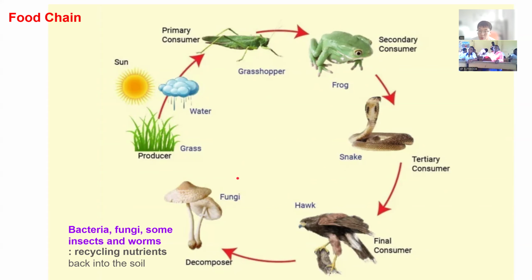And then once all these organisms die, they are taken up by the decomposers, like bacteria, fungi, and even some insects and worms, like the earthworm, which are decomposers. They recycle the nutrients back to the soil once all these other organisms die. This was generally just a cycle of the food chain.